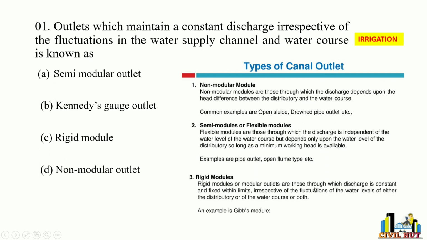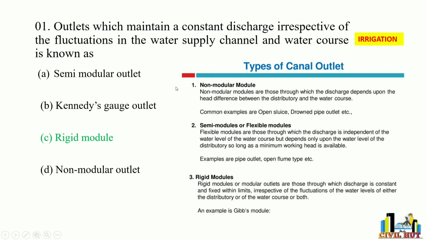In our question, constant discharge means rigid module. Rigid module is one where the discharge is constant and fixed within the limits irrespective of the fluctuations. The question says maintain a constant discharge irrespective of the fluctuations, so our answer is rigid module. Option C is the correct answer.